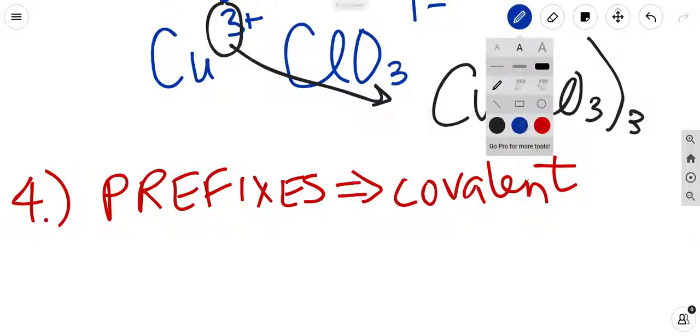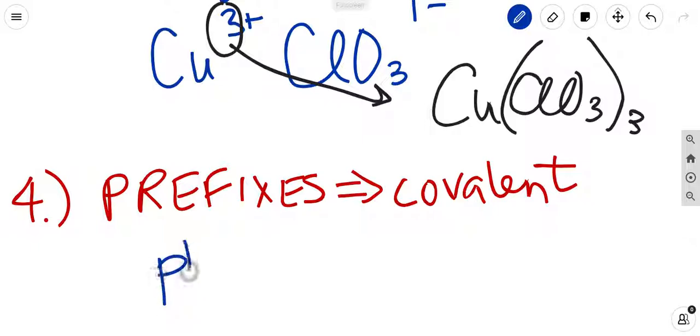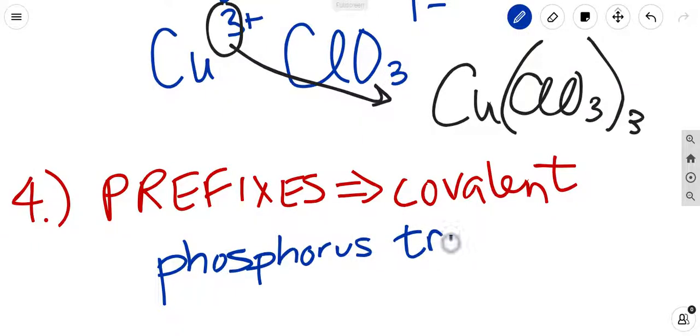So if you had something like phosphorus, you're like, well, there's not a prefix in that one, but what if it's tribromide?